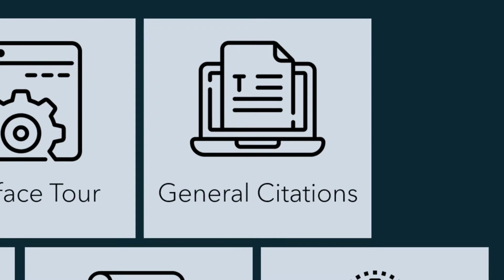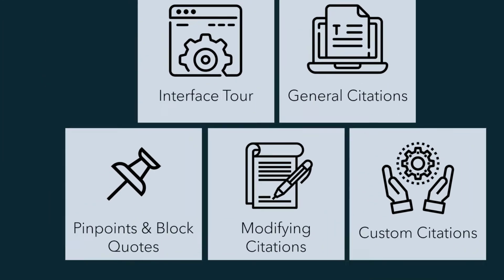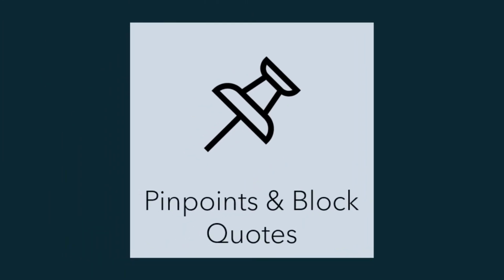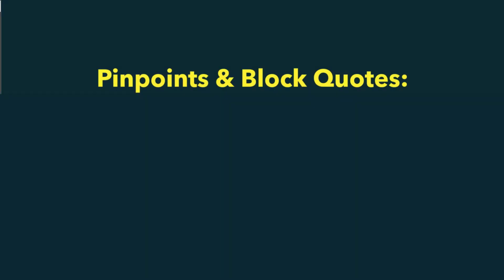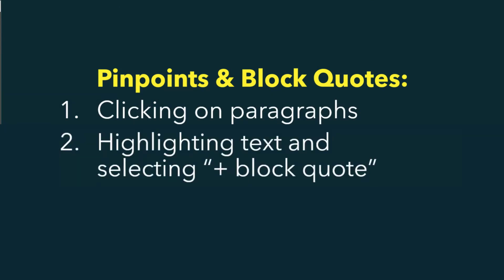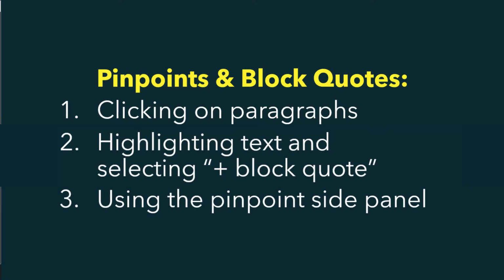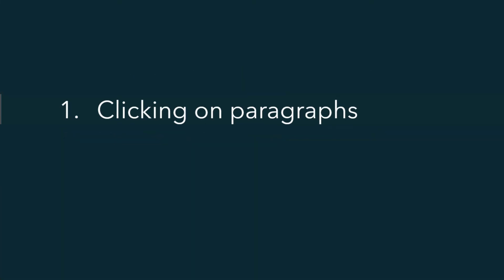Next, let's get back to citing cases and talk about citing cases with pinpoints and block quotes. CiteRight also allows you to cite specific parts of a case. There are three ways we can do this: clicking on paragraphs, highlighting text and selecting Add Block Quote, or using the Pinpoint side panel. Let's start with the first method, clicking on paragraphs.